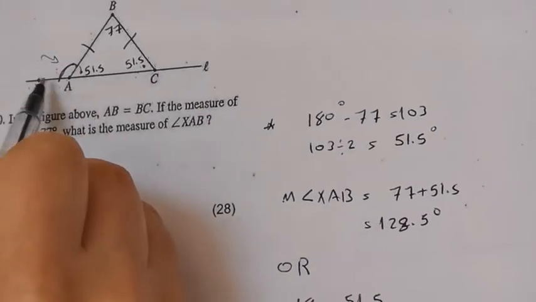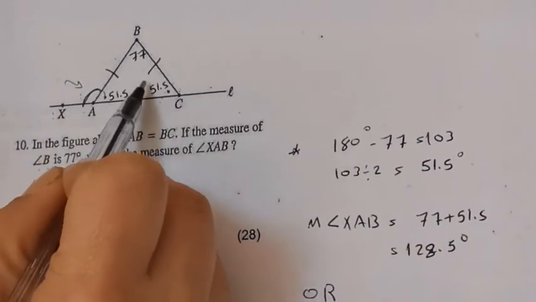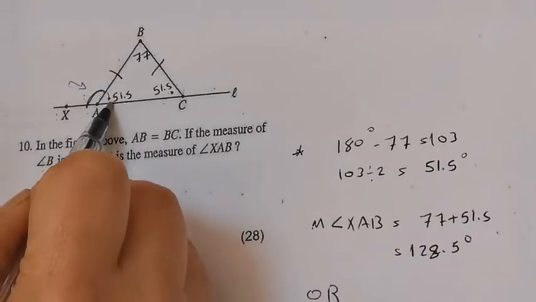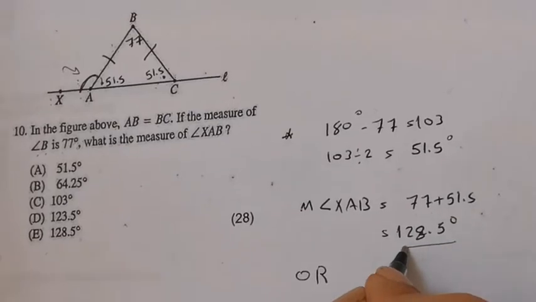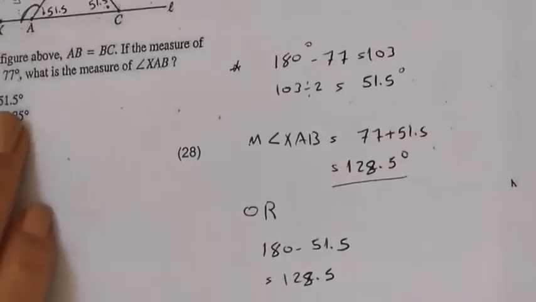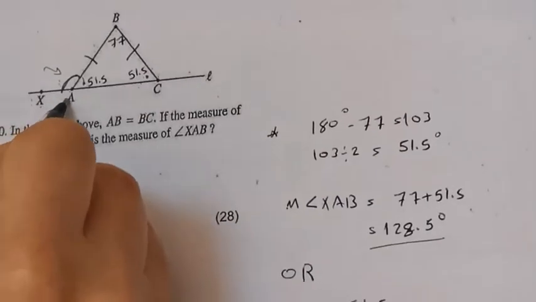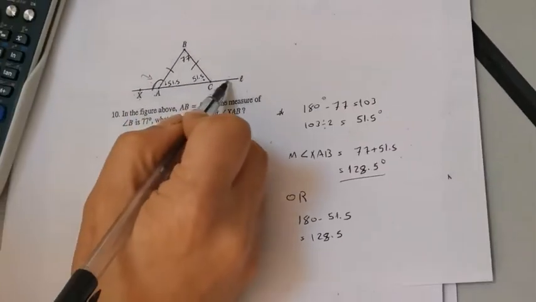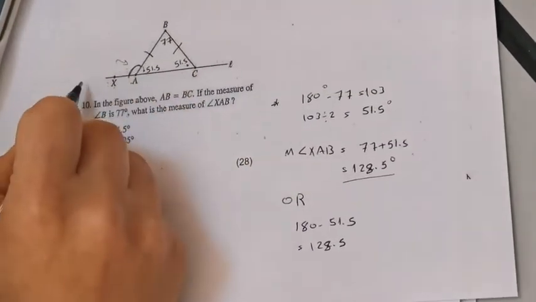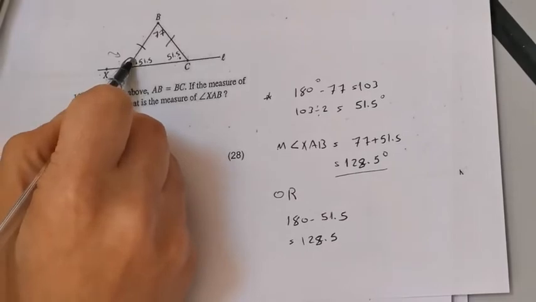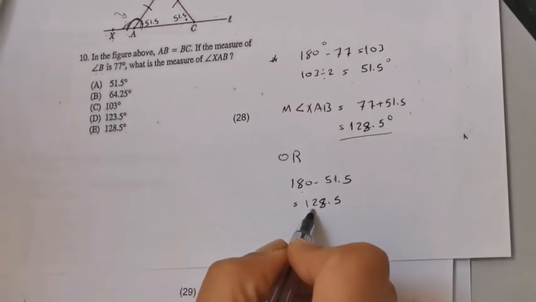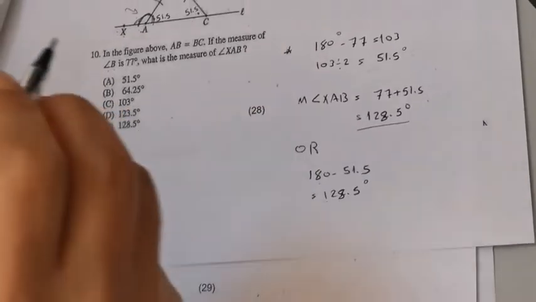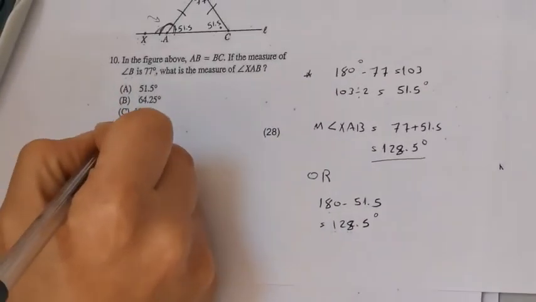The exterior angle XAB equals the sum of the 2 interior angles that are not adjacent to it. So it's equal to 77 plus 51.5, the answer 128.5. Or we can say the angle XAC is a straight angle which is equal to 180. So 180 minus 51.5, also the answer is 128.5. So the answer is E.